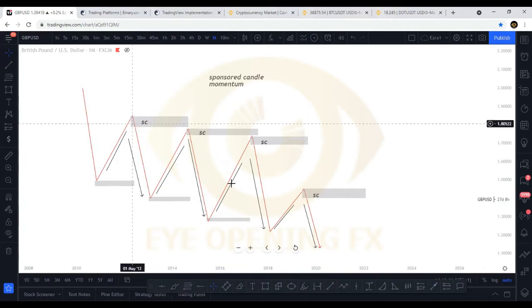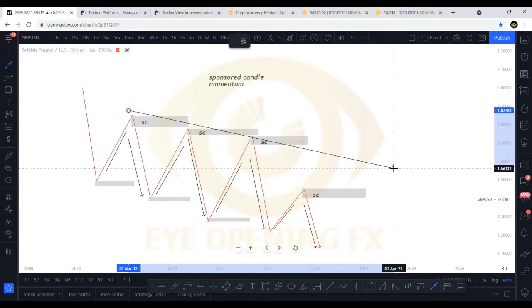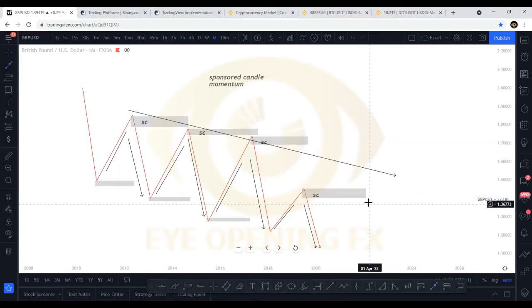These highs that you are seeing here, all are sponsored candles. The last candle above all these highs is what we call a sponsored candle.